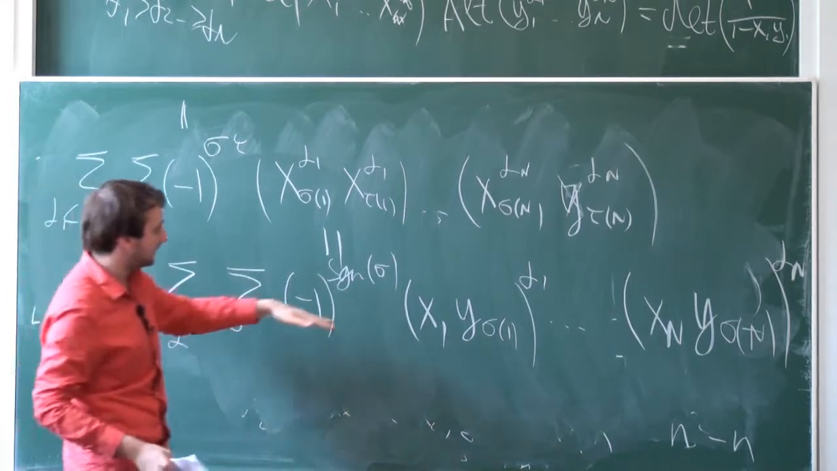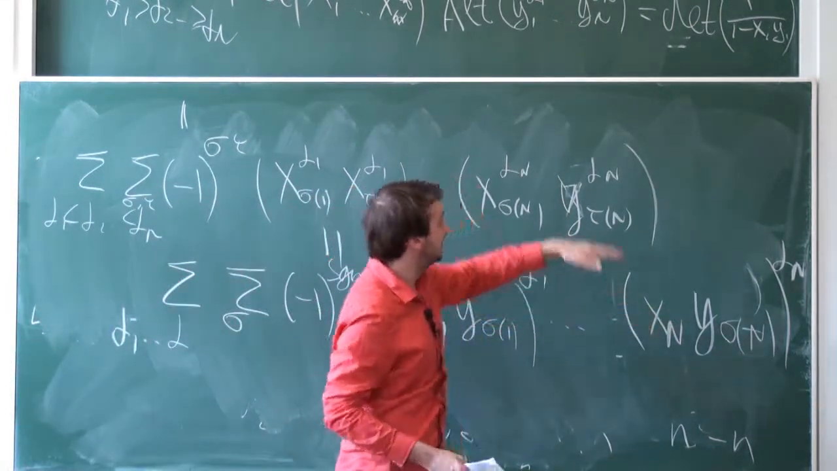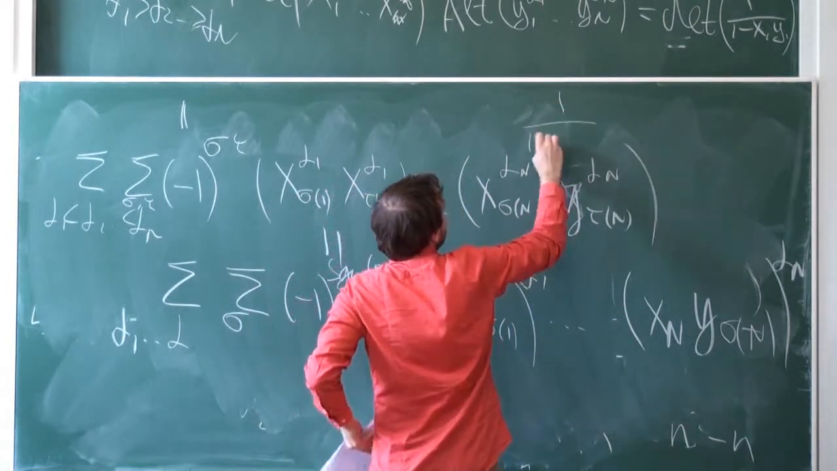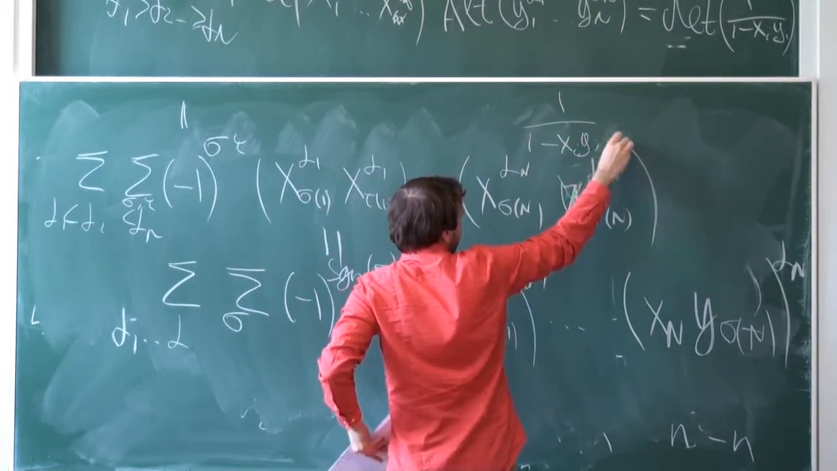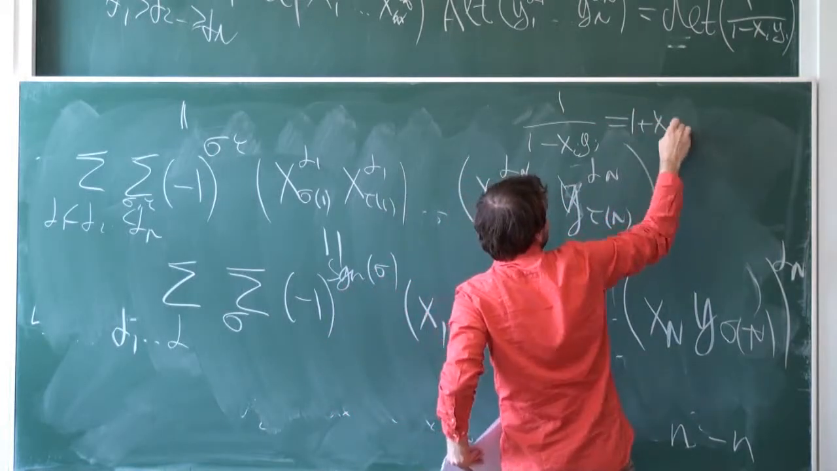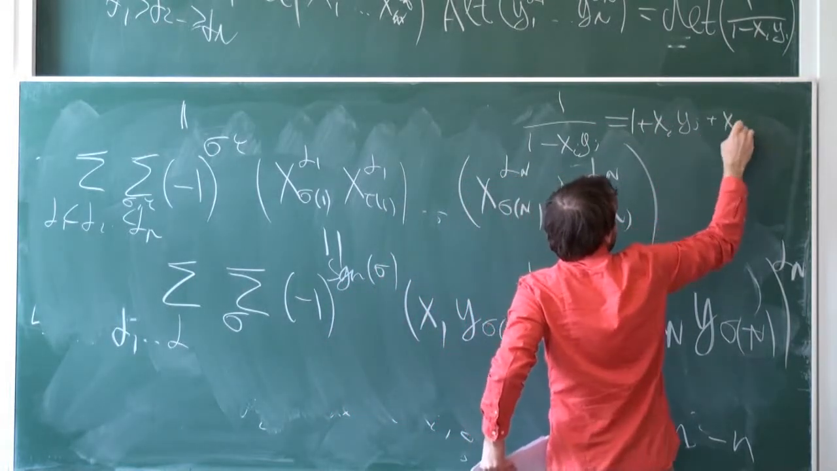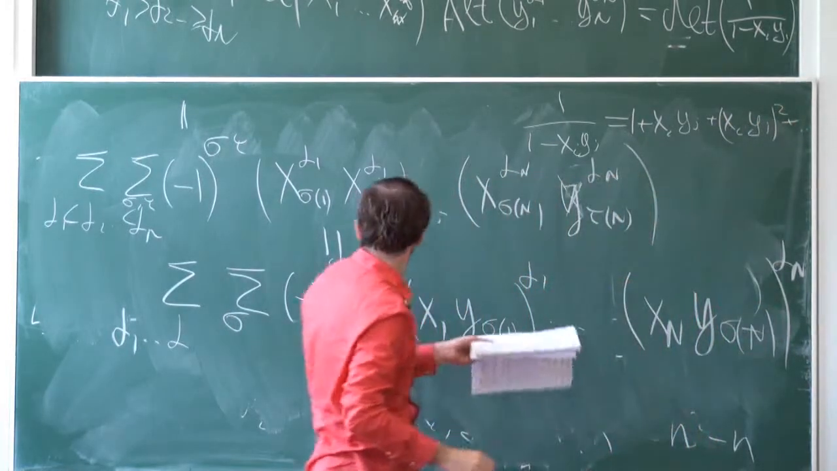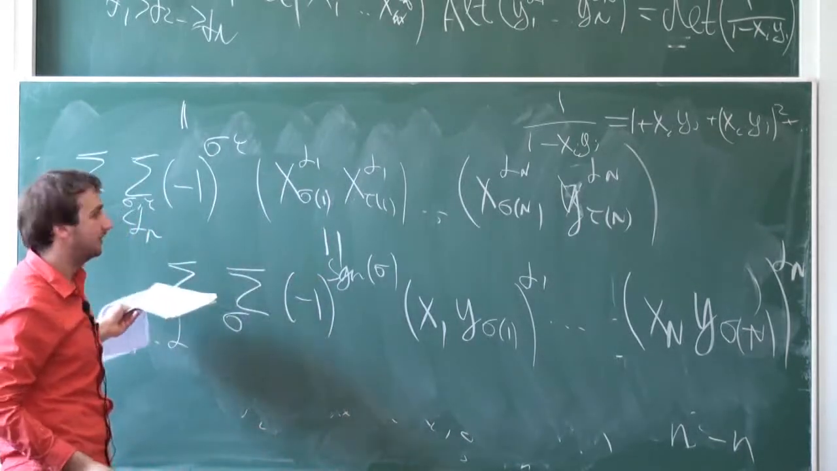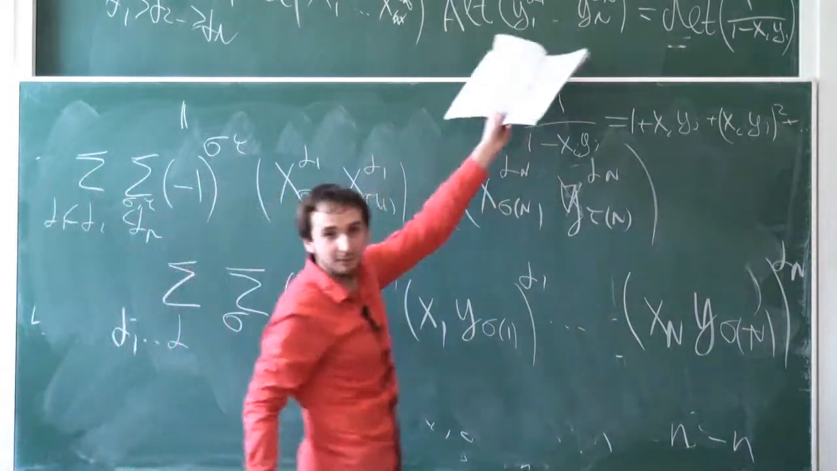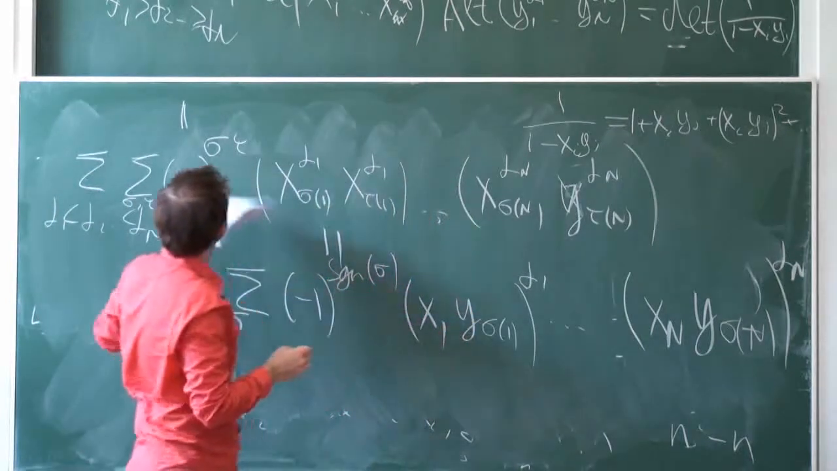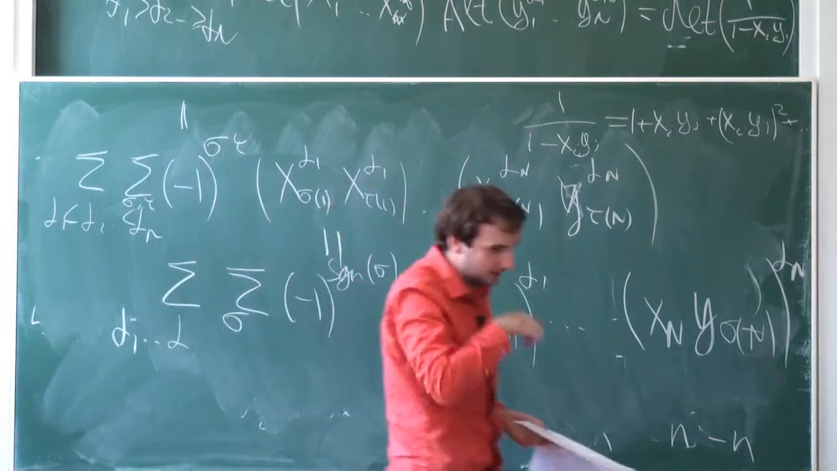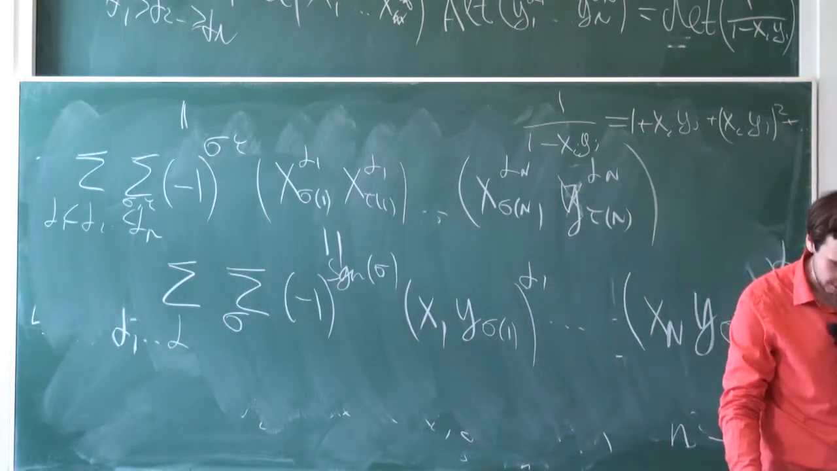But then you can see that this sum is precisely this determinant as soon as we expand 1 minus xi yj as 1 plus xi yj squared plus so on. Then pretty much by the definition, this sum is the same as this determinant. So this gives us the proof of the Cauchy identity, which is, as we've seen, the formula there.